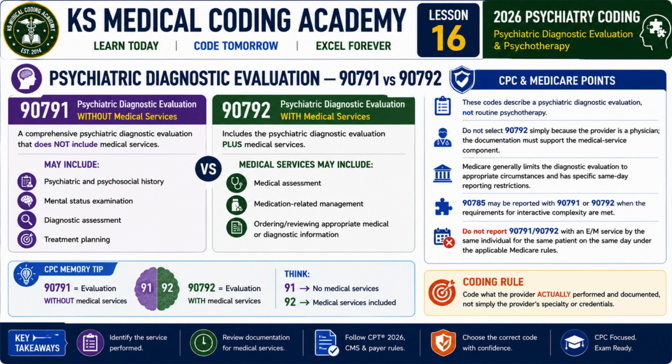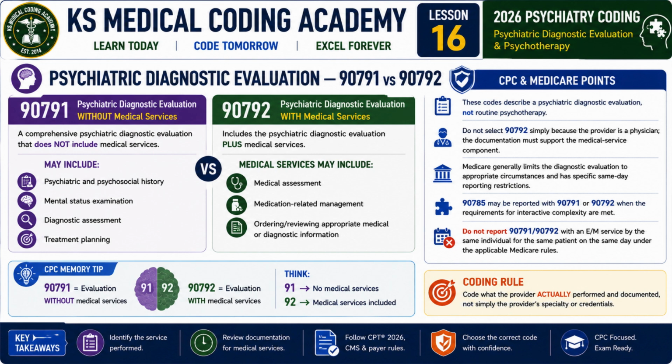Now let's look at two important psychiatric diagnostic evaluation codes, 90791 and 90792. 90791 represents a psychiatric diagnostic evaluation without medical services. The evaluation may include reviewing the patient's psychiatric and psychosocial history, performing a mental status examination, making a diagnostic assessment, and developing a treatment plan. 90792 represents a psychiatric diagnostic evaluation with medical services. In addition to the diagnostic evaluation, the documentation must support the medical service component.